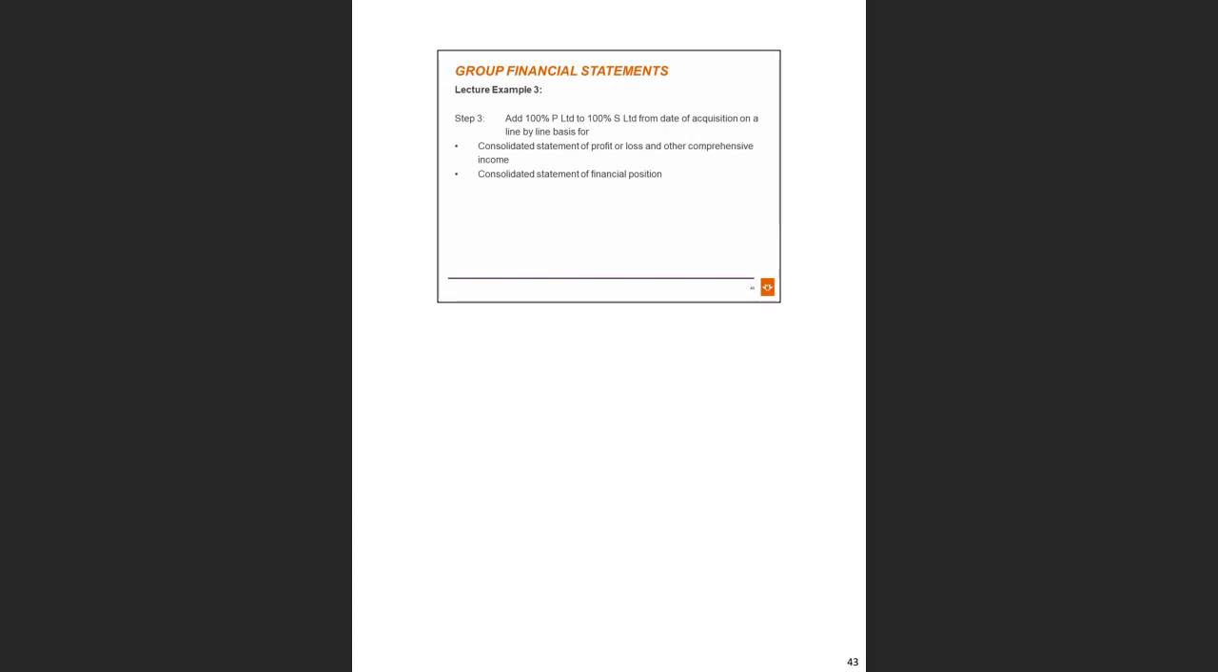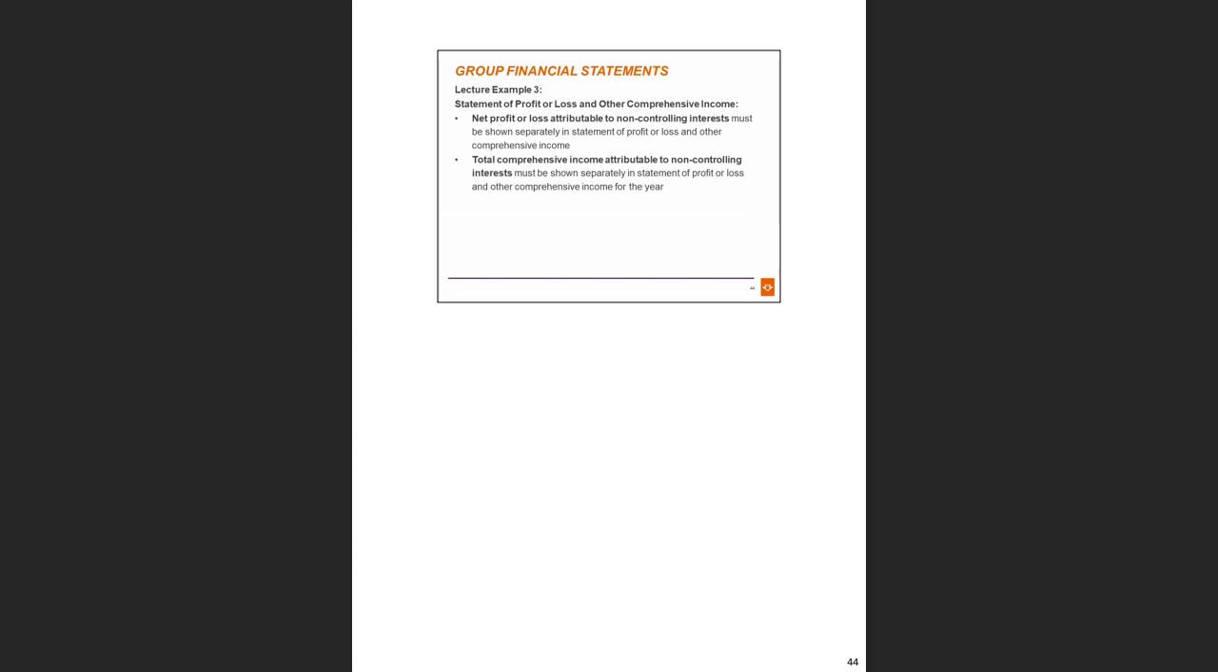So we are finally at step 3. So here we are going to add 100% of P to 100% of S, okay, on a line-by-line acquisition process. We are going to look at the consolidated statement of profit or loss and OCI, and we're going to look at the consolidated statement of financial position.